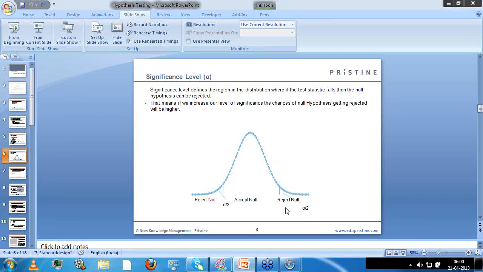Since it is a two-tailed test, the region will be divided between two regions. One is to the right of the mean, that is this region. So alpha by 2% of the region will lie here, and alpha by 2% of the region will lie here. In these regions, we can actually reject the null hypothesis.